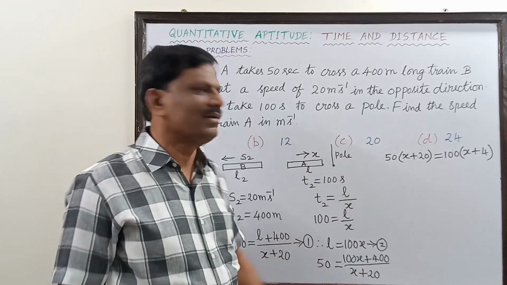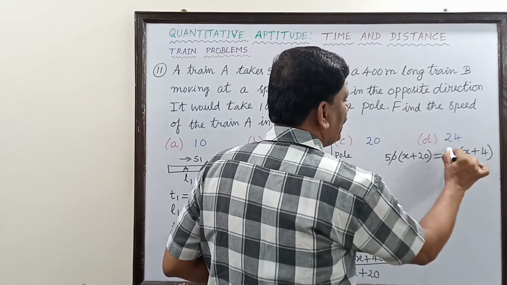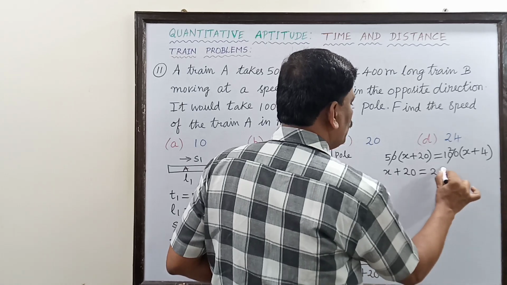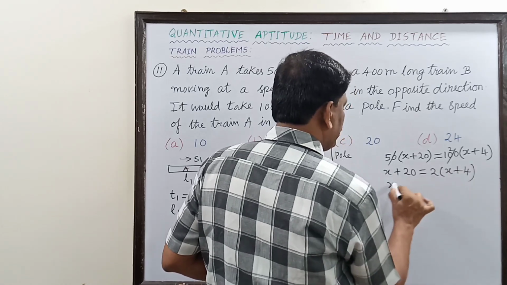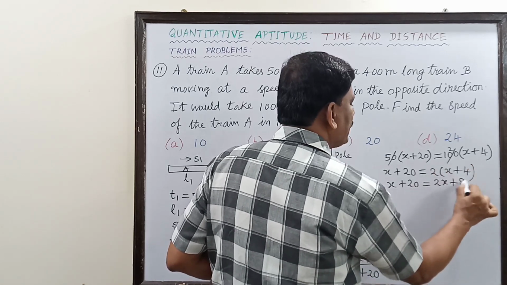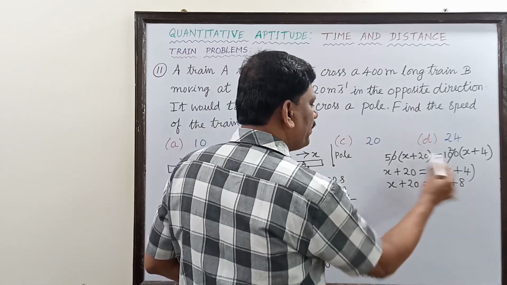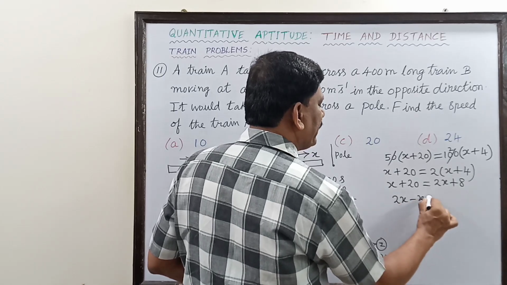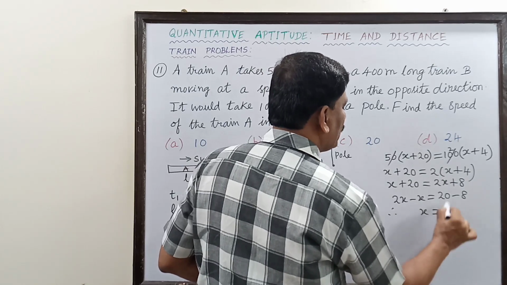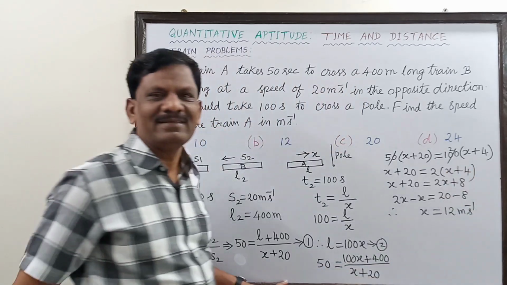Easily cancelling numbers have come. Left side 50, right side 100. 50 twos are 100. So 50 is cancelled with 100 two times. So x plus 20 is equal to 2 into x plus 4. So x plus 20 is equal to 2x plus 2 into 4, which is 8. So 2x minus x is equal to 20 minus 8. Therefore x is equal to 12 meter per second.